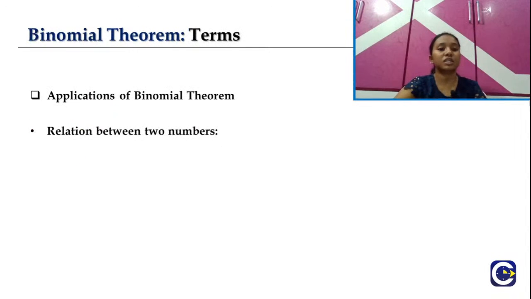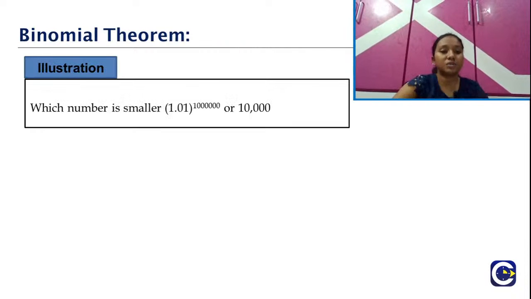So the next one here is relation between two numbers. So I hope you have already solved a question related to this relation between two numbers in our previous sessions. But as it will be coming under the application part, so let's have a look over here again. So here there is a question which states that which number is smaller amongst these two. That means amongst 1.01 whole power 10 lakhs or 10,000. So amongst these two numbers, which is the smallest?